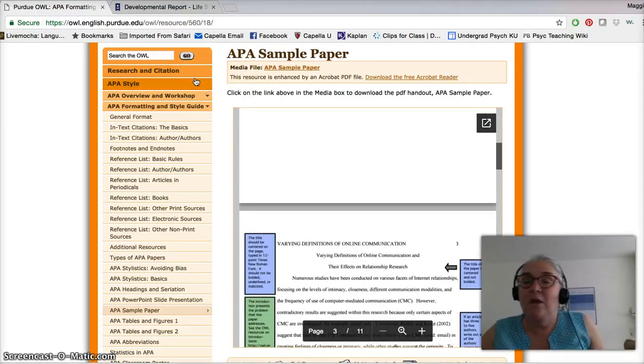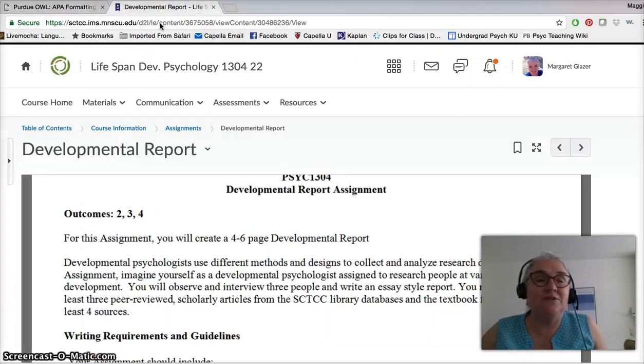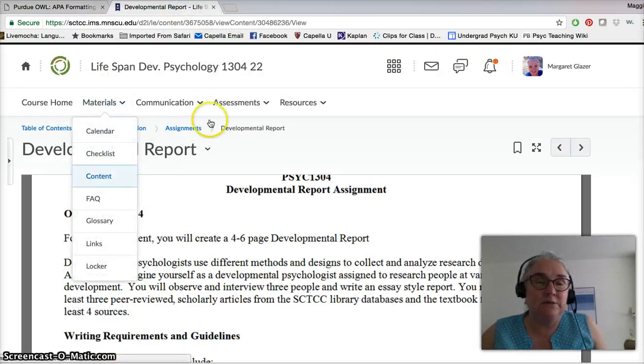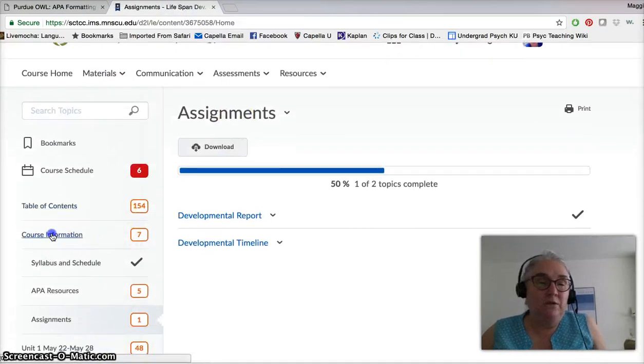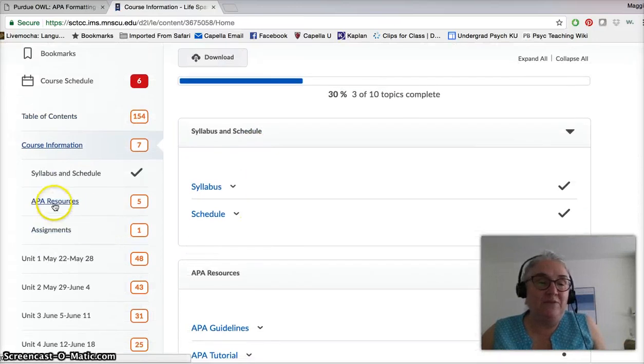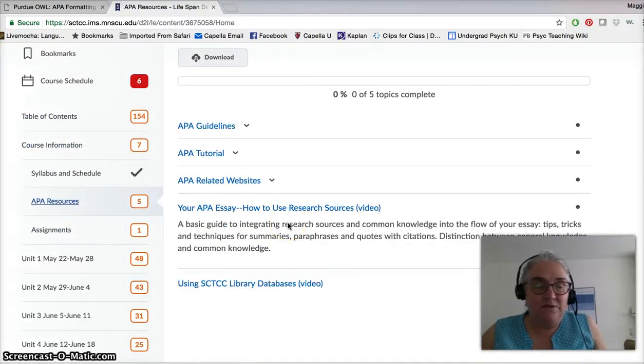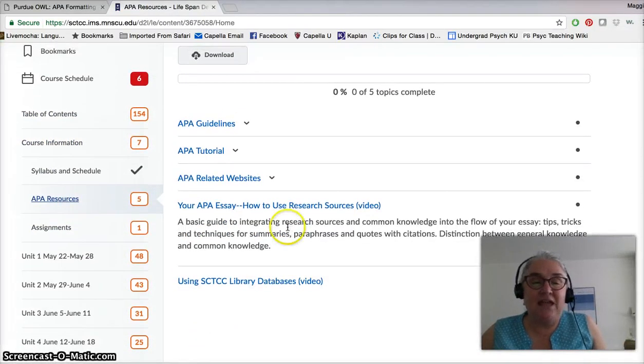So that's some information you can use. Purdue OWL, and you can also use the information I posted on D2L. You'll find it under Materials, Content, Course Information, APA Resources. There's some there. You can also use the CAS, the Center for Academic Success at SCTCC. So there are some things that you can use. If you have questions, please send me an email.